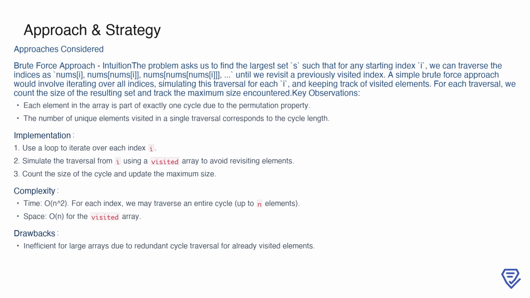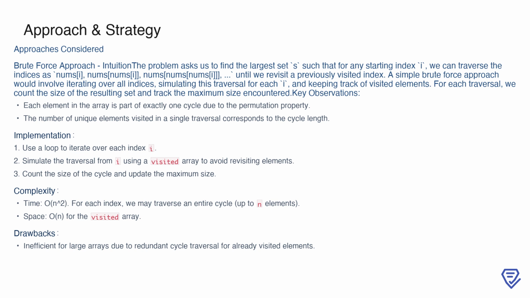To approach this problem, we first consider a brute force method to understand the underlying mechanics. The goal is to find the largest set of indices that can be visited starting from each index, based on the given traversal pattern. The intuition here is that we simulate the process of jumping from one index to another, following the values in the array, until a cycle is detected. To achieve this, we iterate over all indices, use a visited array to avoid counting the same element multiple times, and determine the size of the set formed by each traversal.